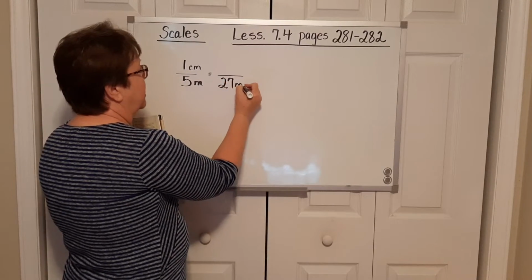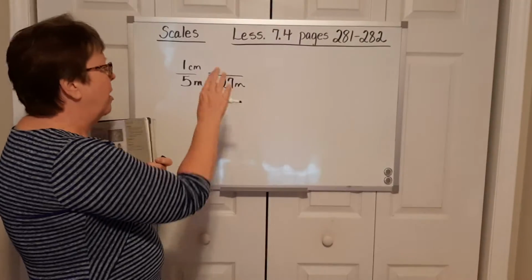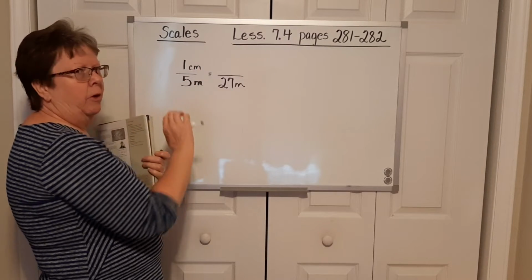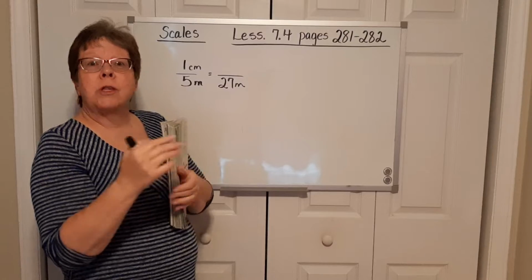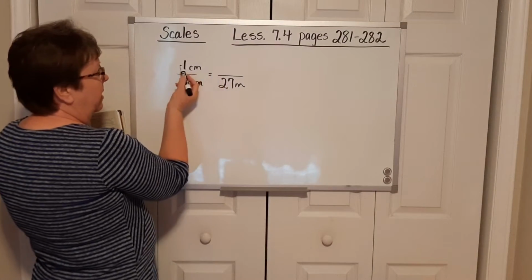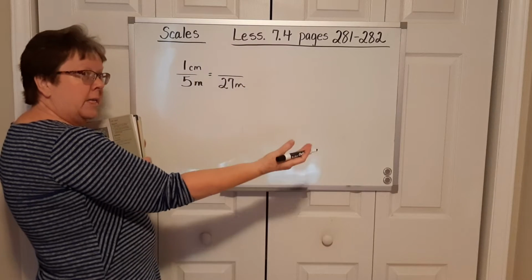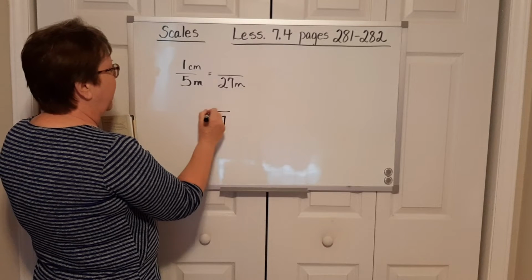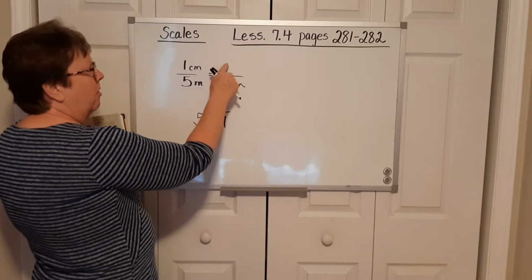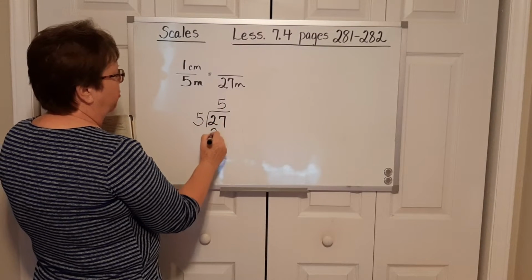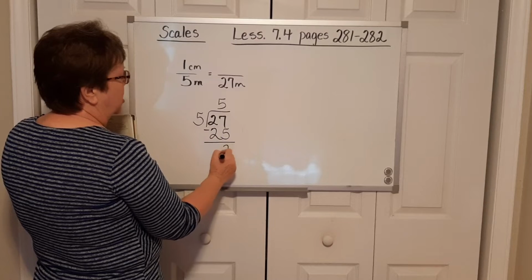Okay, so here's our 27 meters. You say, well, now why does the 27 go on the bottom part of the fraction? Because meters to meters. Okay, centimeters to centimeters. Now you just solve it using a proportion. So remember, we take 27 times 1 is 27, right? So then we'll do 27 divided by our 5, and that'll give us our answer here. So 5 goes into 27 5 times. 5 times 5, 25. Subtract, we'll get 2.